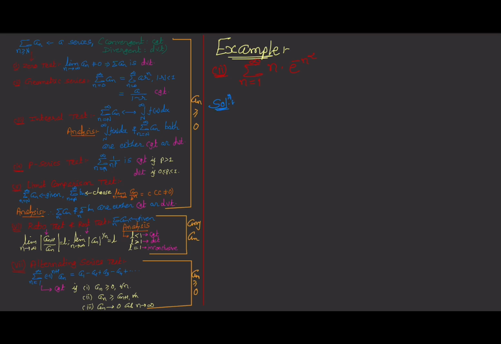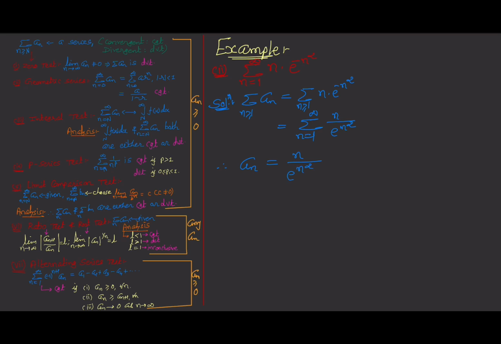So here the exercise is summation n equal to 1 to infinity n into e raised to minus n square. So let us start with summation a_n. This is equal to summation n into e raised to minus n square when n is starting from 1. This is equal to summation n is 1 to infinity n over e raised to n square. And so what is our a_n? a_n is equal to n upon e raised to n square.